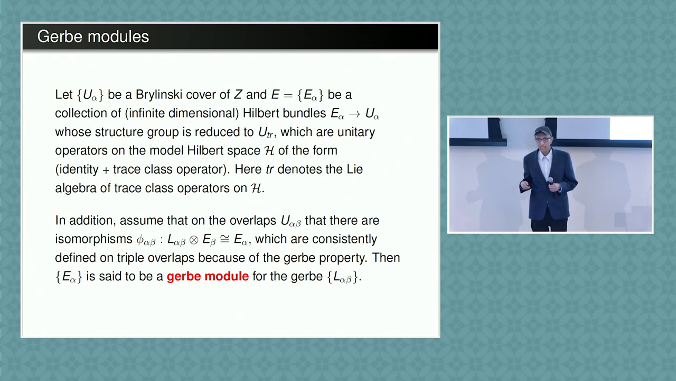In addition, on the overlaps, we assume that, remember L alpha beta is the gerb, right? So it's a module in the sense that L alpha beta tensor E beta, which is the Hilbert bundle restricted to the open set U beta, is isomorphic to the Hilbert bundle restricted to the open set U alpha, and it's a specific set of isomorphisms phi alpha beta. And because of the gerb property, if you have a third thing, you use the fact that L alpha beta tensor L beta gamma tensor L gamma alpha is 1, you get a corresponding condition on the E alphas. And that makes it a gerb module for the gerb L alpha beta.